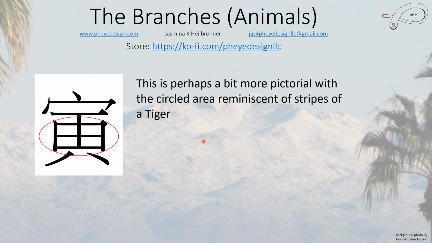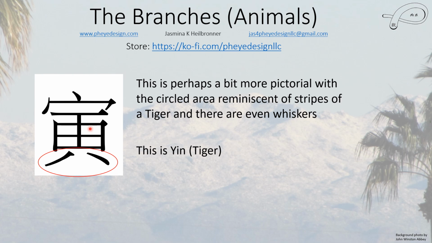Now, this one, we're going to go on to branches. We just finished with the stems. The stems are the elements, and the branches are the animals. And this one to me is fairly pictorial. I think about this as the stripes of a tiger. It even has whiskers, and this is the tiger. So I have no trouble with this one. I just look for the whiskers.